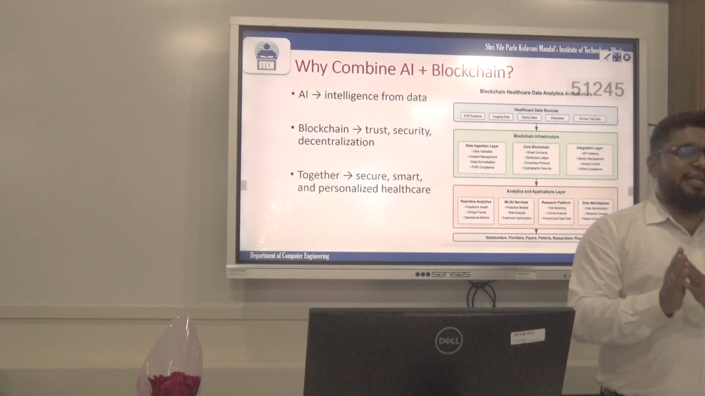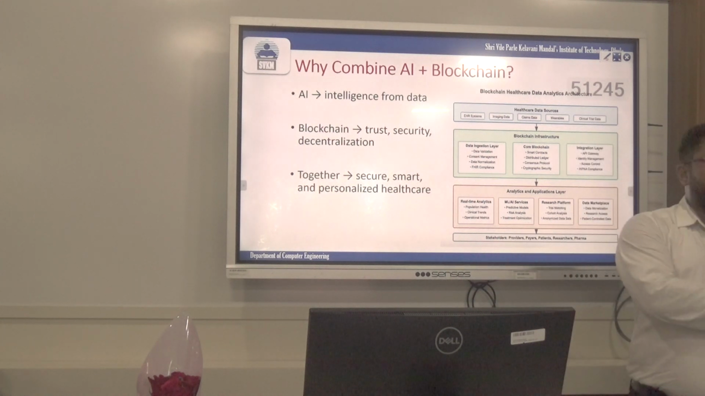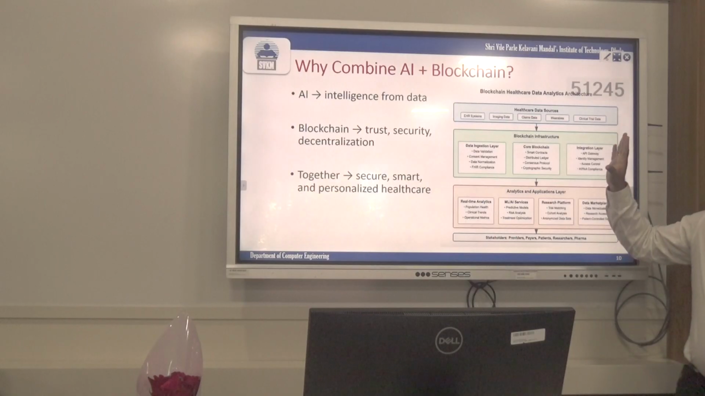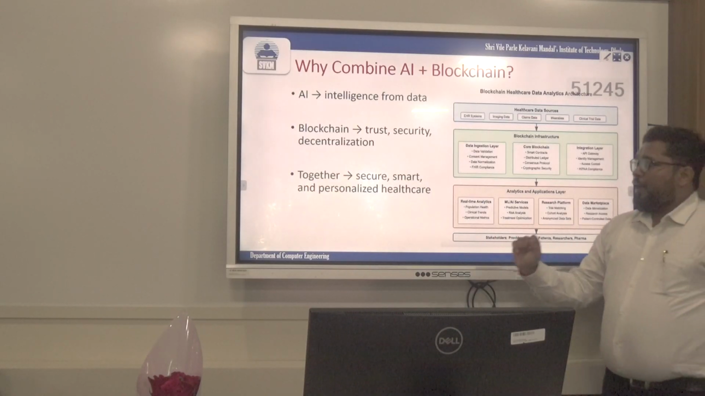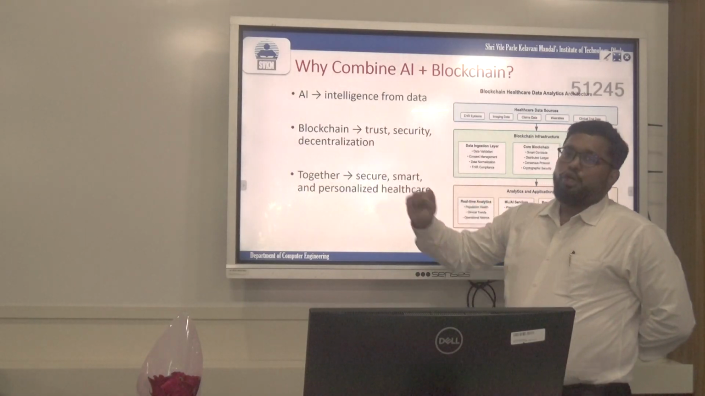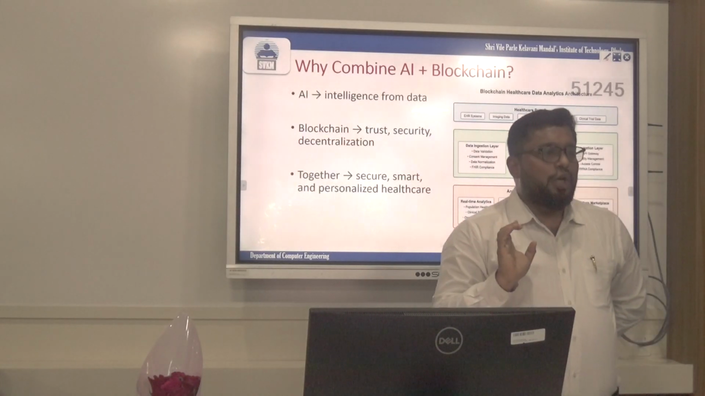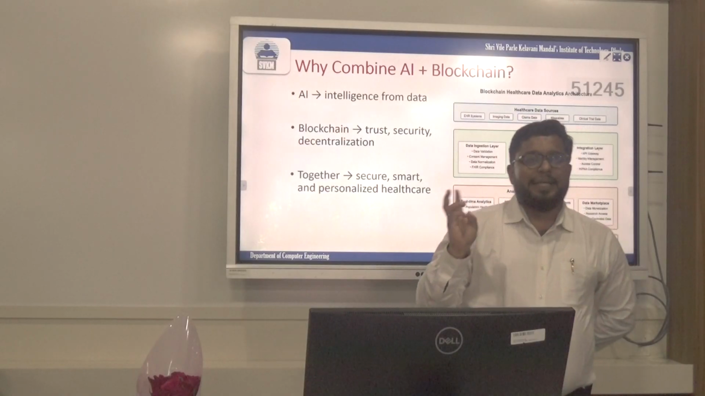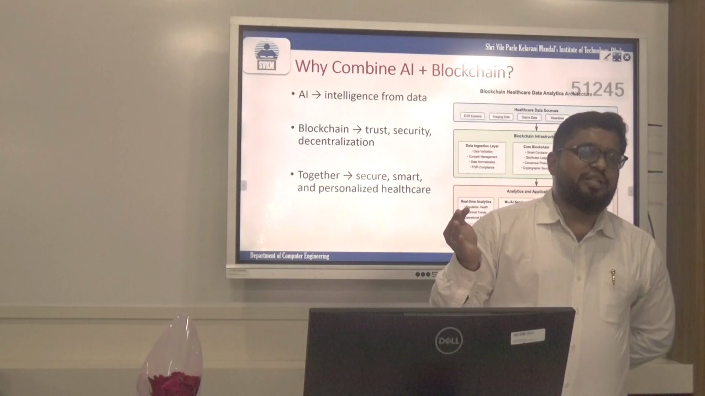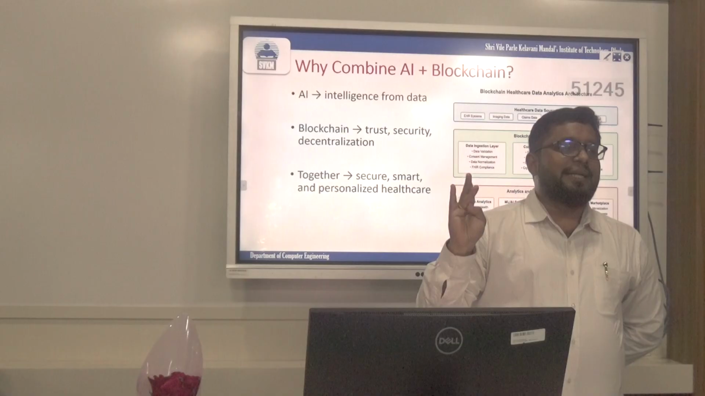Combine the AI and blockchain, and then I come to the third part, that is the newest part for you, that is the digital twin. So first we require AI to get intelligence from the data. Basically there are three terms in a computer, that is information, data and intelligence.